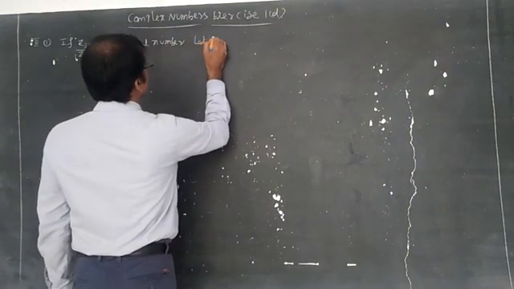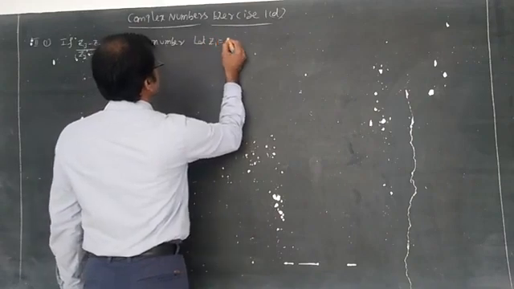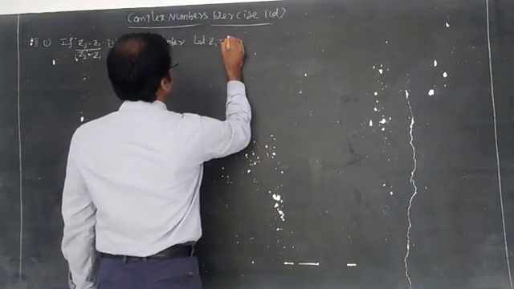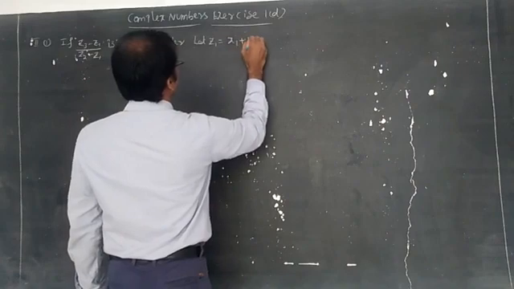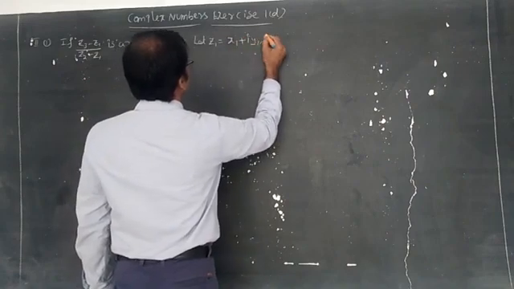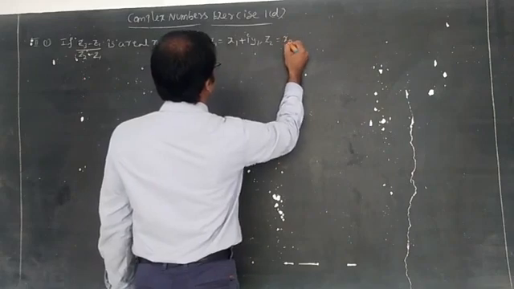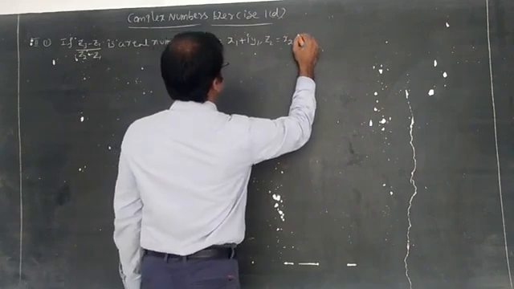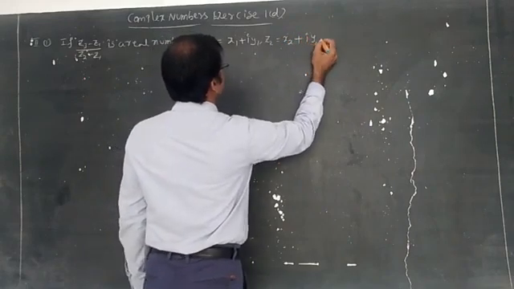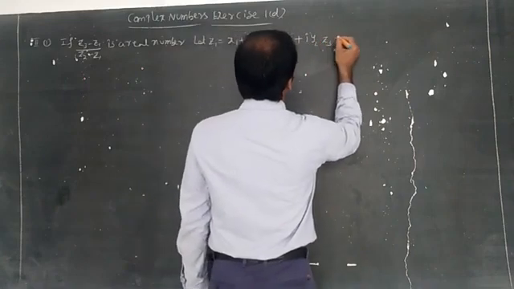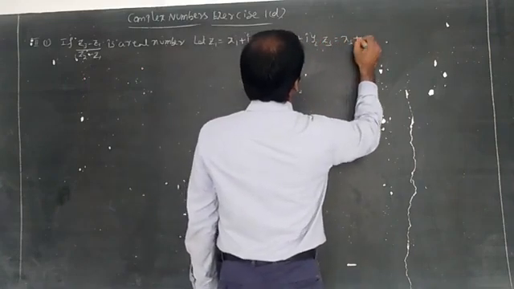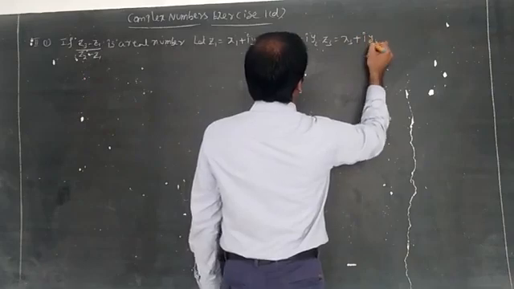Let Z1 is equal to X1 plus iY1, Z2 is equal to X2 plus iY2, Z3 is equal to X3 plus iY3.